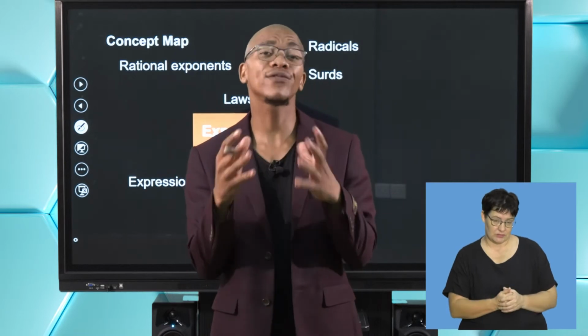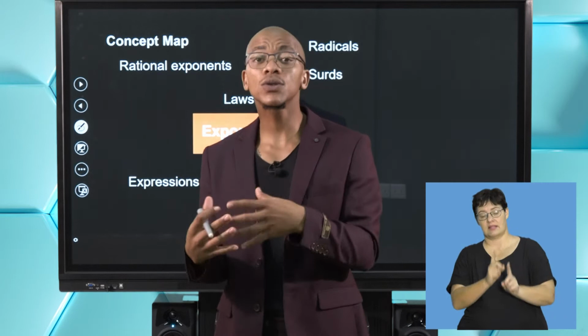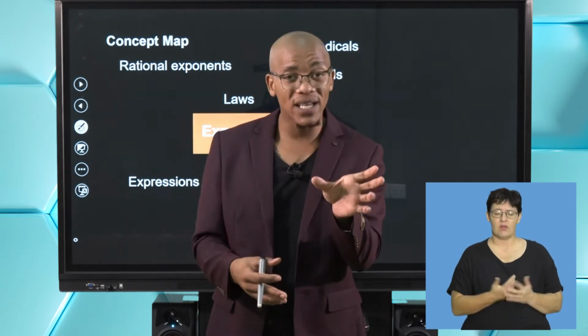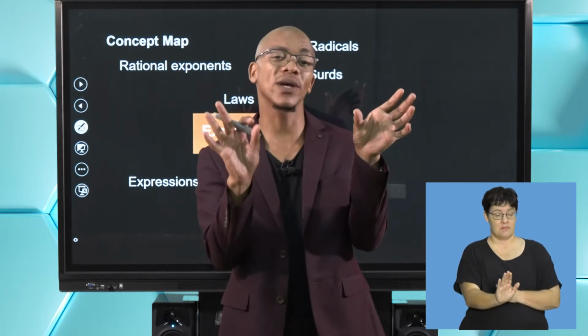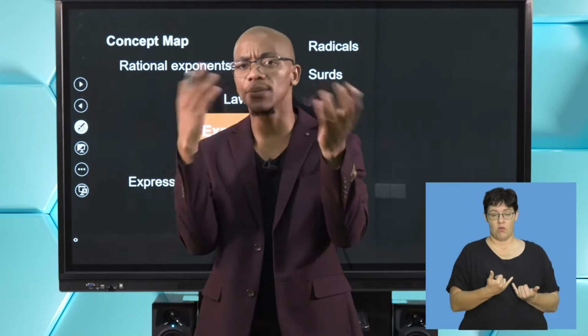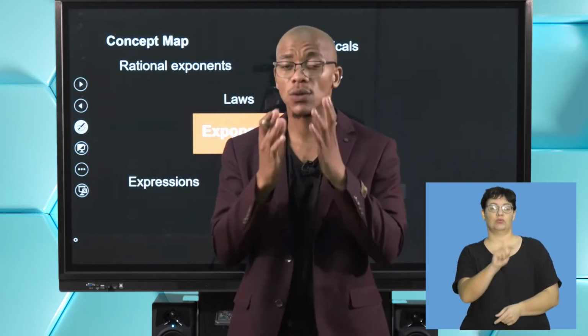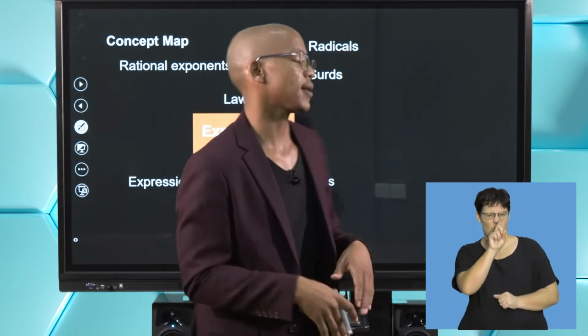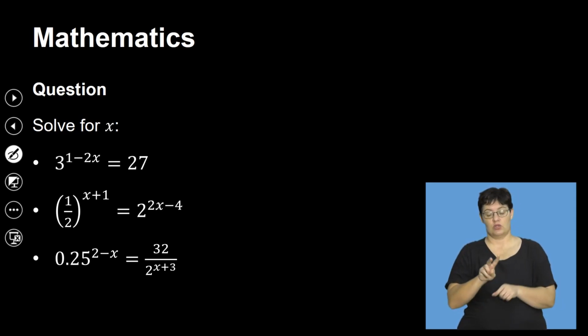Now let's look at a few questions that exactly ask this, right? Now, because we're dealing with equations, the question is not going to be simplified, but it is going to be solve for x, right? So we're going to solve, and then maybe at the end try to show that our answer is actually correct. So let's look at a few questions together. Now, the very first question is 3 to the exponent of 1 minus 2x equal to 27, right?